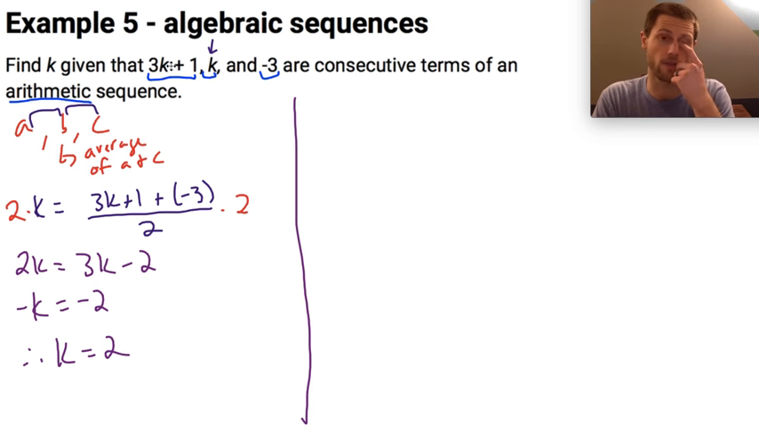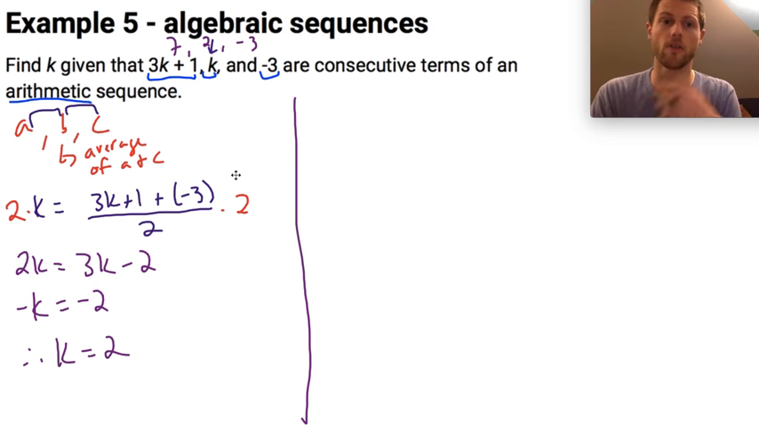And you could check this actually. If I plug in 2 for k, this will be 6 plus 1, so that's 7, then 2, and then negative 3. If I have 7, then 2, then negative 3, it looks like my common difference is subtracting 5, and that holds up. The other method might seem easier, might seem more difficult, but choose whatever works for you. And that leverages the fact that there is a common difference between all of these terms.